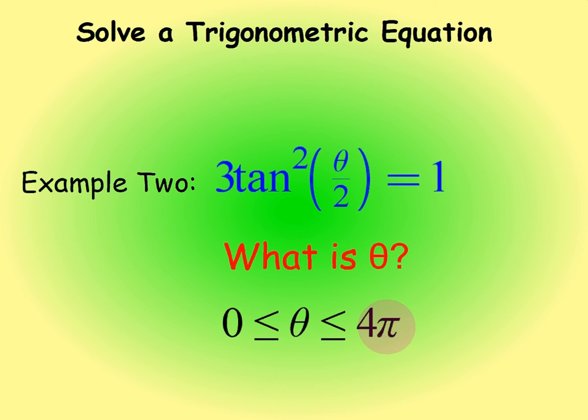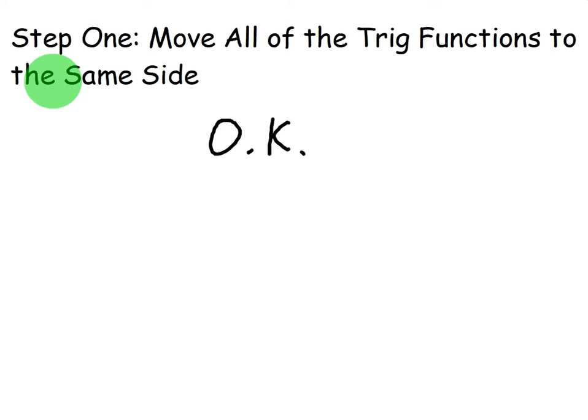And again, we want to use a domain, meaning what theta could be between. So we're going to say it's going to be between 0 and 4 pi, including the endpoints. And that's because a lot of times, without a domain, you'll have infinitely many solutions for theta. And we want to limit it to a certain domain. So we're going to do the same steps as we did for the last example. If you haven't watched that yet, watch example 1.